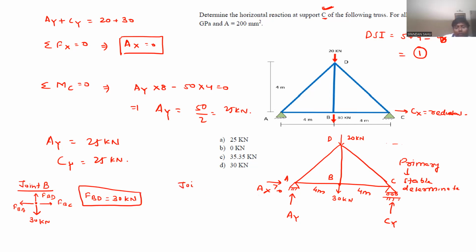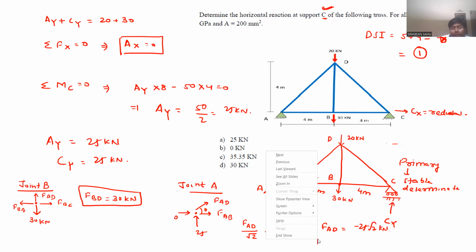Come to joint A. This is 0. This is 25. This is FAB. This is FAD. And let this be theta, and that will be equal to 45 degrees. So you just write summation of Fy equal to 0, you will get FAD cos 45, which is 1 by root 2, plus 25 will be equal to 0. Means FAD is minus 25 root 2 kilonewton.